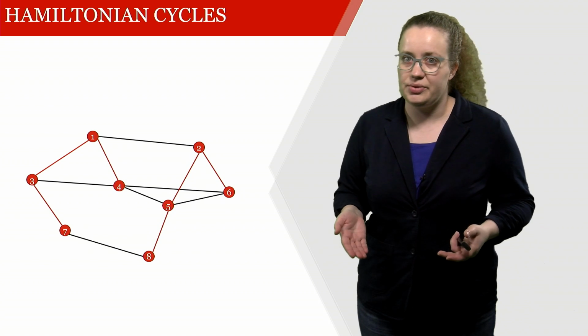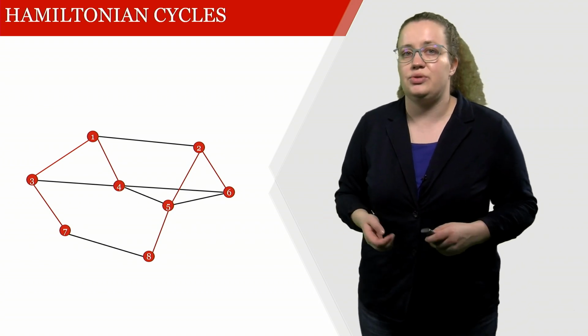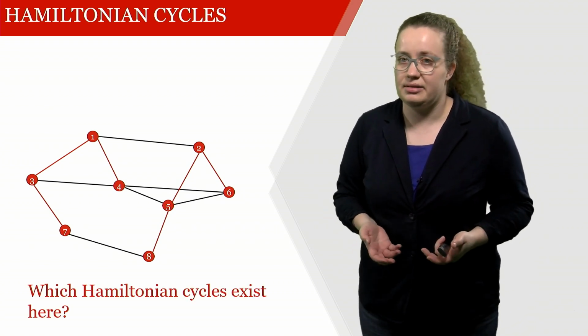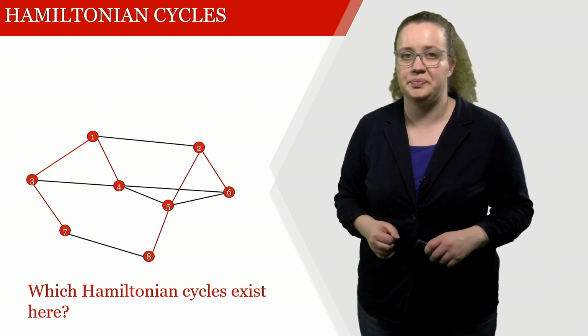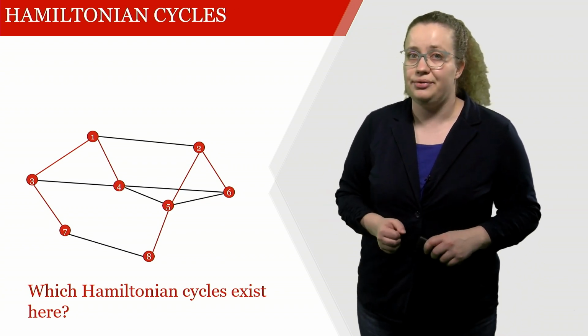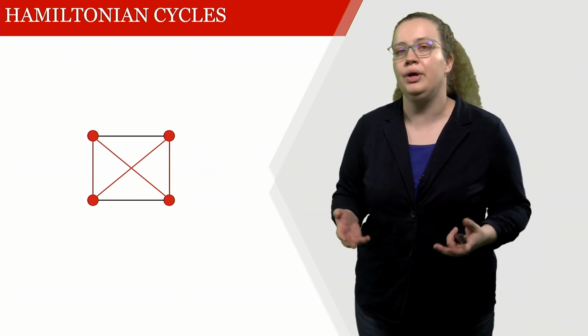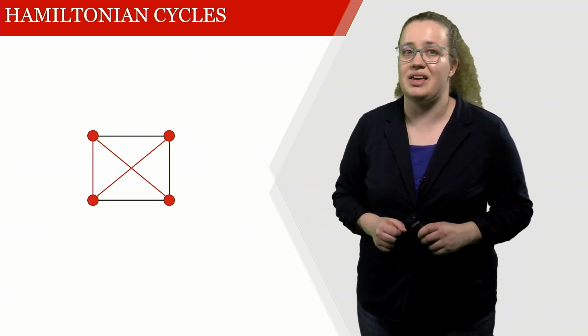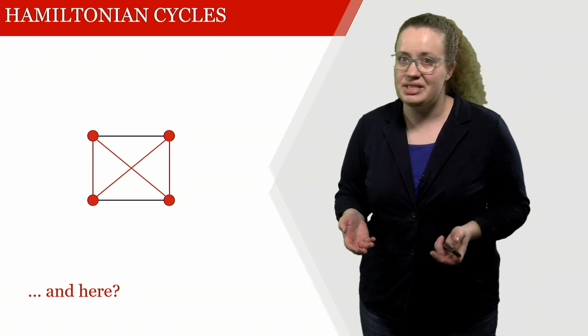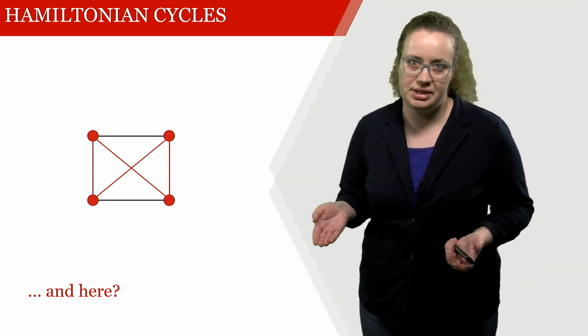And what I would like to ask you to do is to figure out all Hamiltonian cycles which exist in this graph. So this is the first graph. We also have a second graph, so this is known as a full graph. And for this, the question is the same. How many Hamiltonian cycles exist in here, and which ones are they?